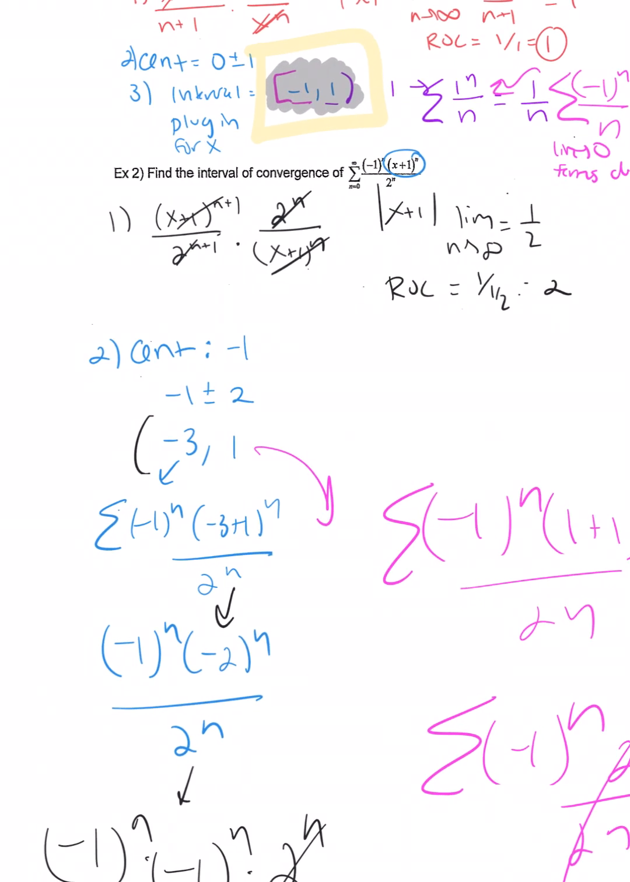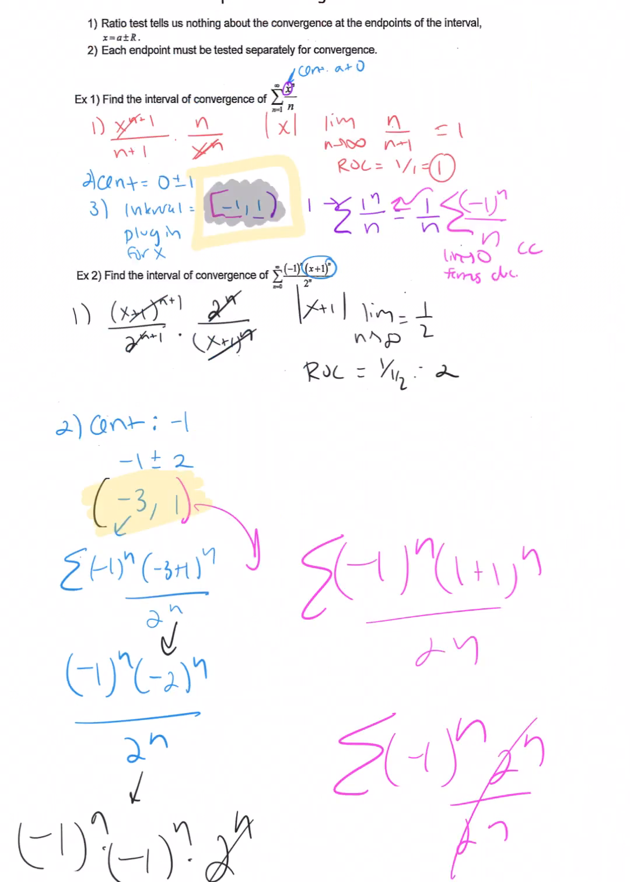So my series here goes from negative 3 to positive 1, with parentheses on both ends. The steps were: find the radius of convergence, find your endpoints, and then plug your endpoints in to figure out if they converge or diverge.